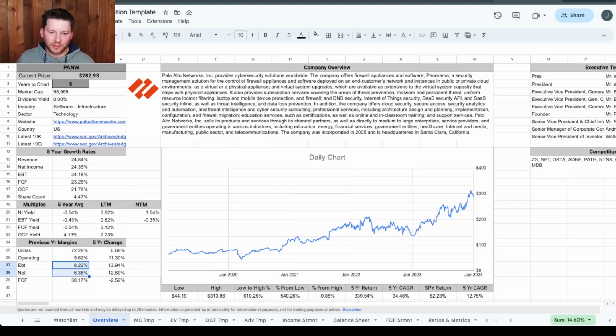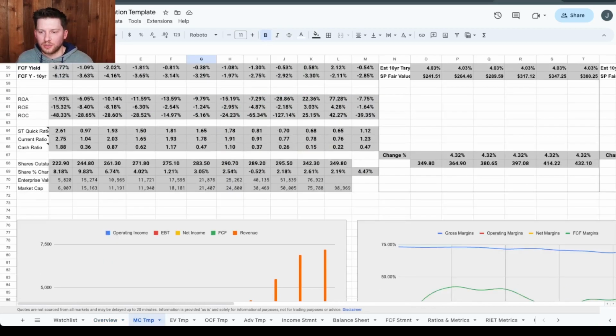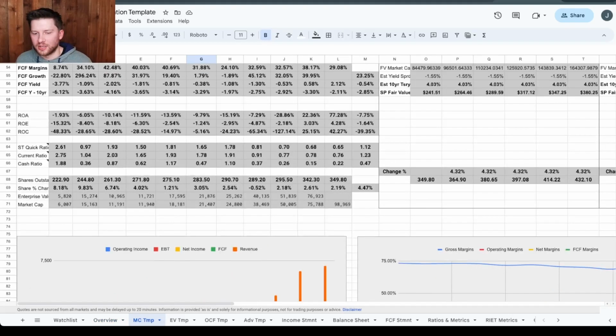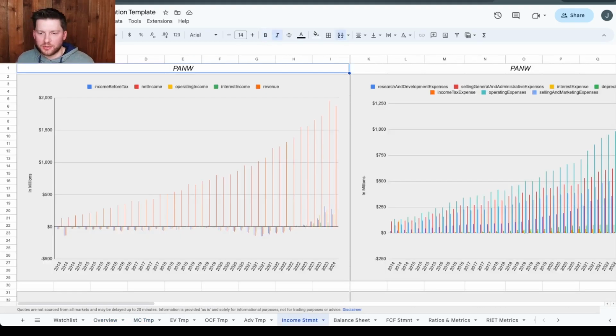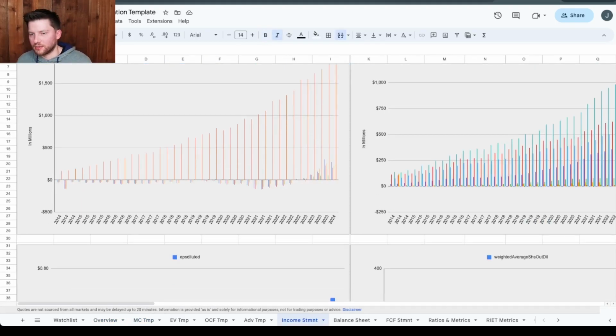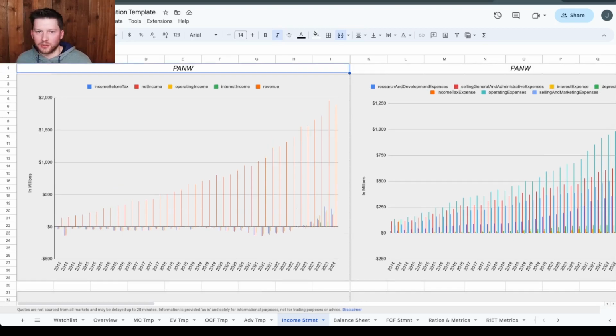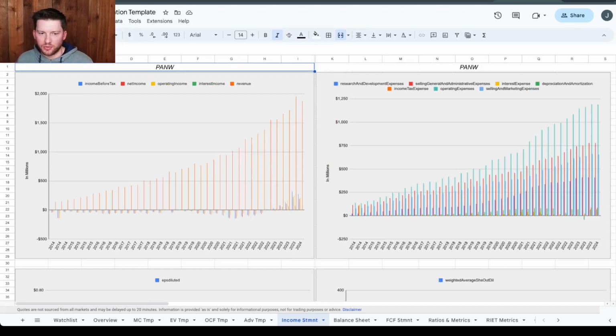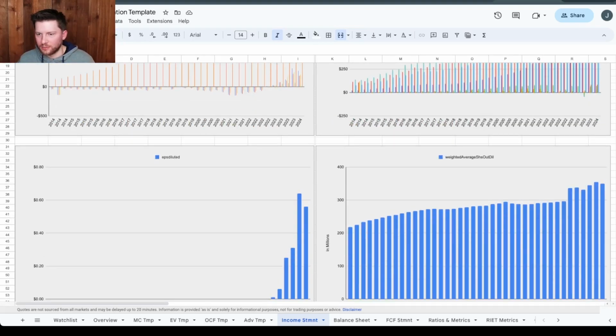So let's go ahead and dive into the historical data here. Income statement, we can see, hey, they've grown a ton. Yeah, what's new there? Let's zoom out a little bit for you guys here. So yeah, they've grown a ton over the last decade, nothing new.